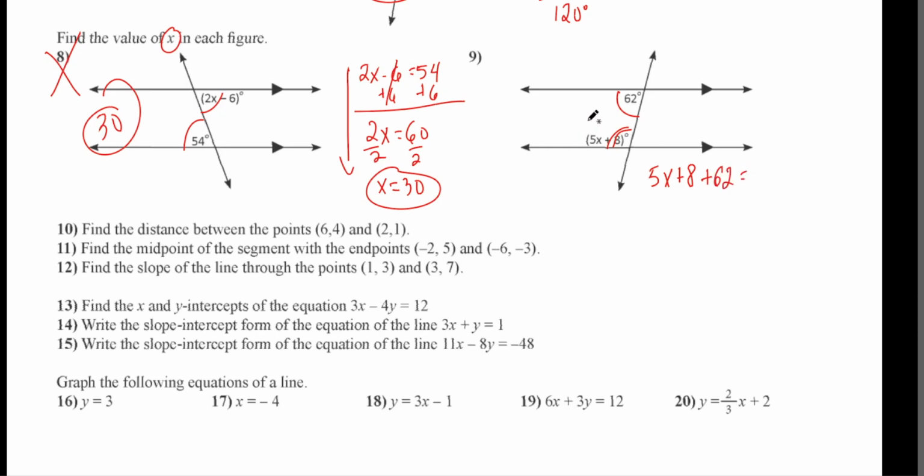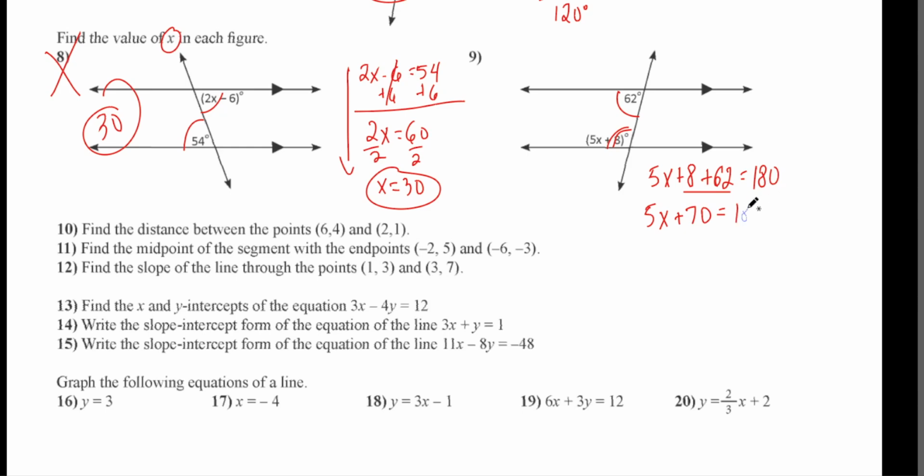62, right? This angle plus this angle, right there, there's this angle, there's that angle, equals what? 180. And now you got to do some math. First thing I would do is this right there. I would add those two together. So just keep that 5x. What's 62 plus 8? 70.